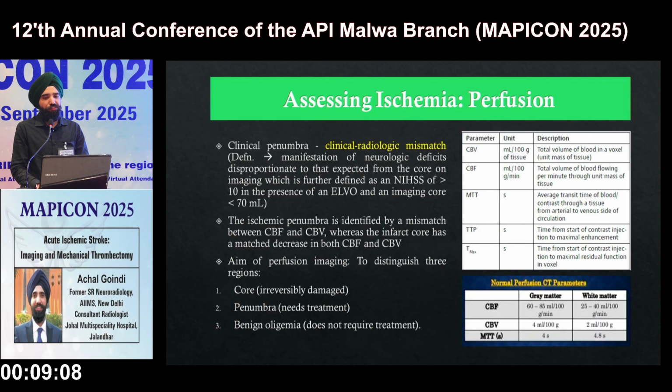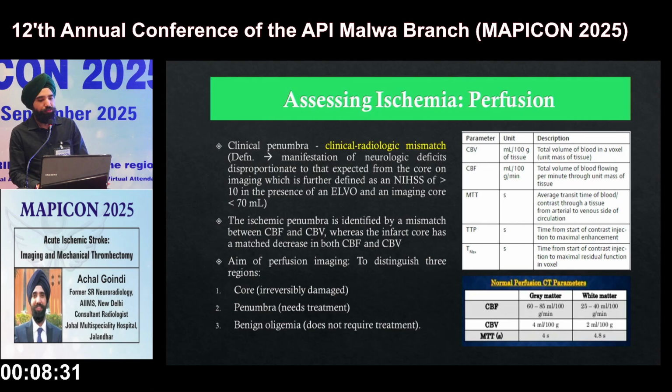Then comes another very important topic, which is the perfusion imaging. So why is perfusion imaging important? It is mostly important when the stroke is outside of the golden window of mechanical thrombectomy, which is mostly considered as 6 hours. So any stroke which presents after 6 hours of onset, in this, perfusion imaging is recommended. Why is it recommended? Because it helps us to delineate what is the amount of core. What is core? Core is nothing but the tissue which is already dead and cannot be revived.